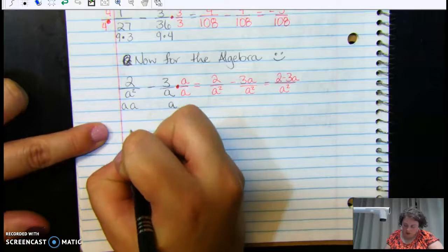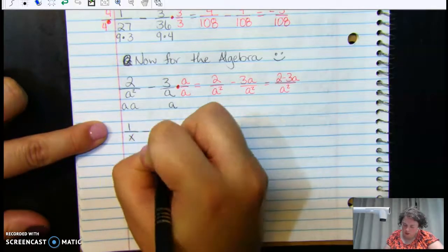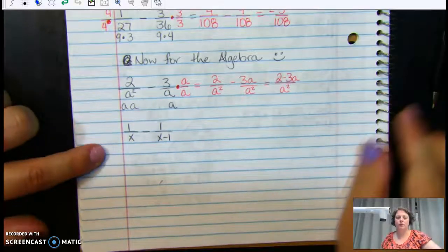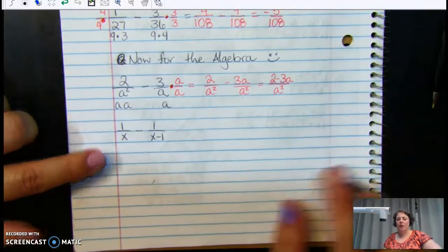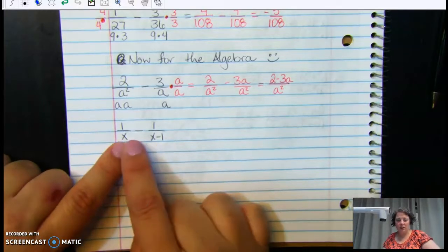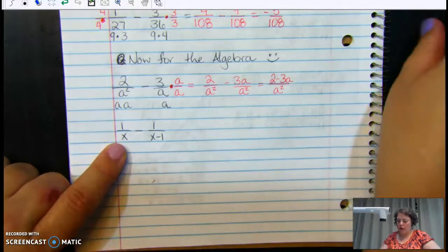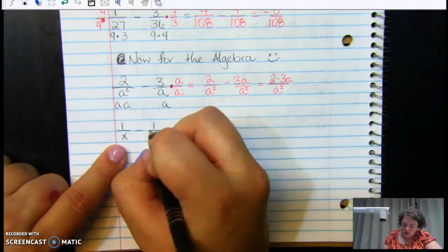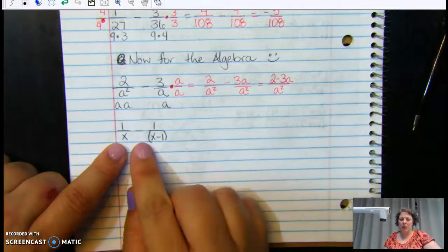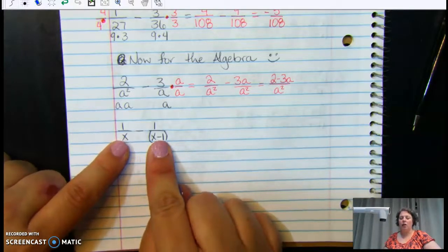1 over x minus 1 over x minus 1. Okay, non-example time. Lots of students want to try and just put minus 1. That's what's missing, minus 1. No, no, no, please don't do that, okay? This is a unit, okay? So what we need to do is we need to have an x and we need to have an x minus 1 in our denominator.